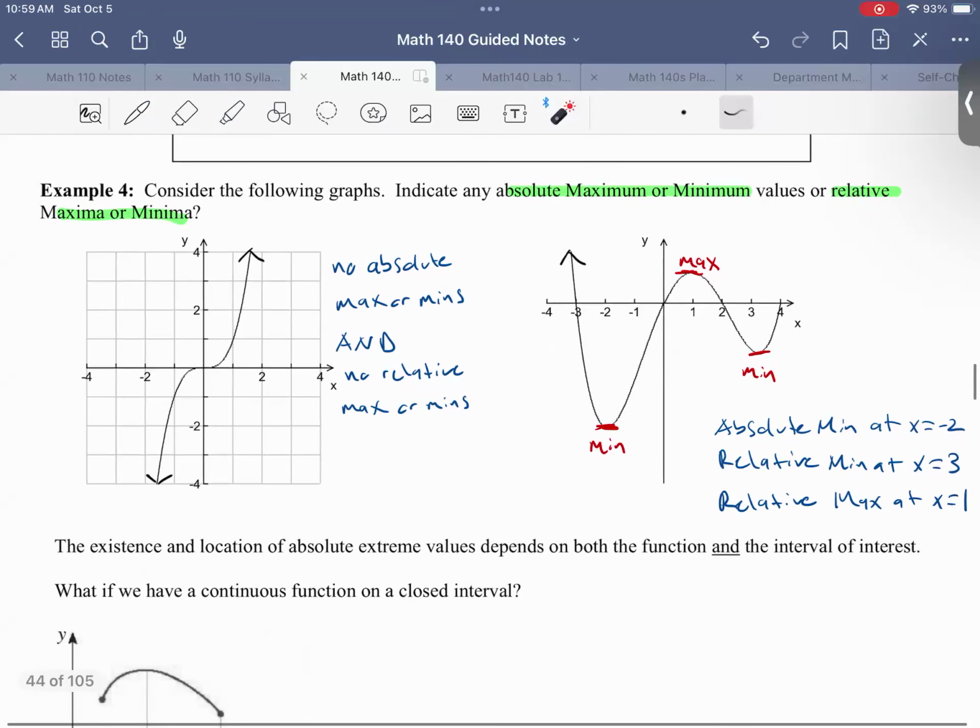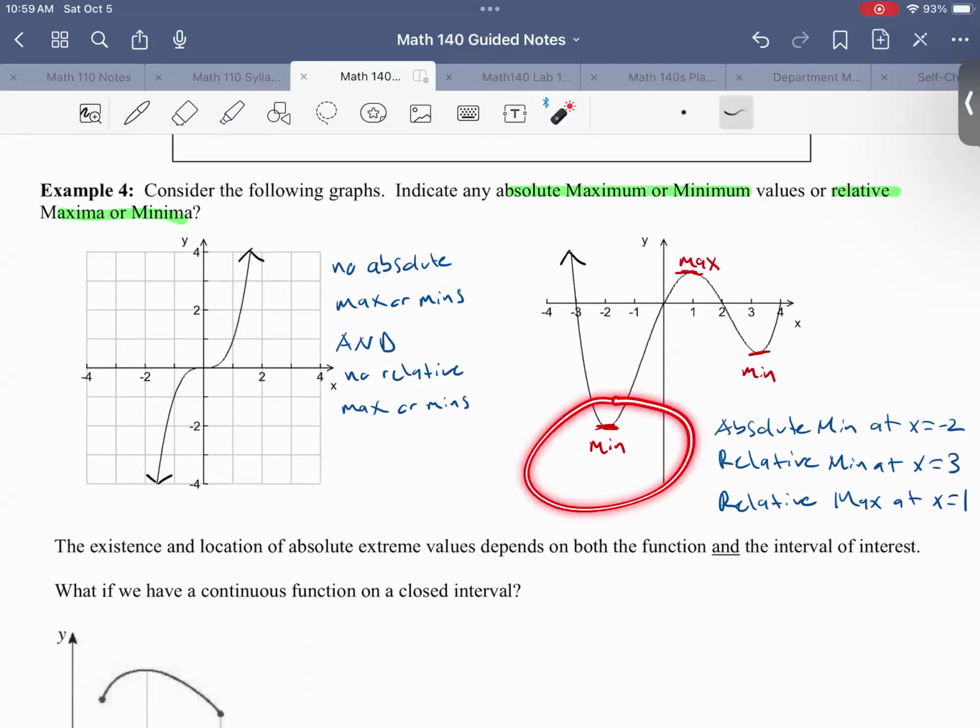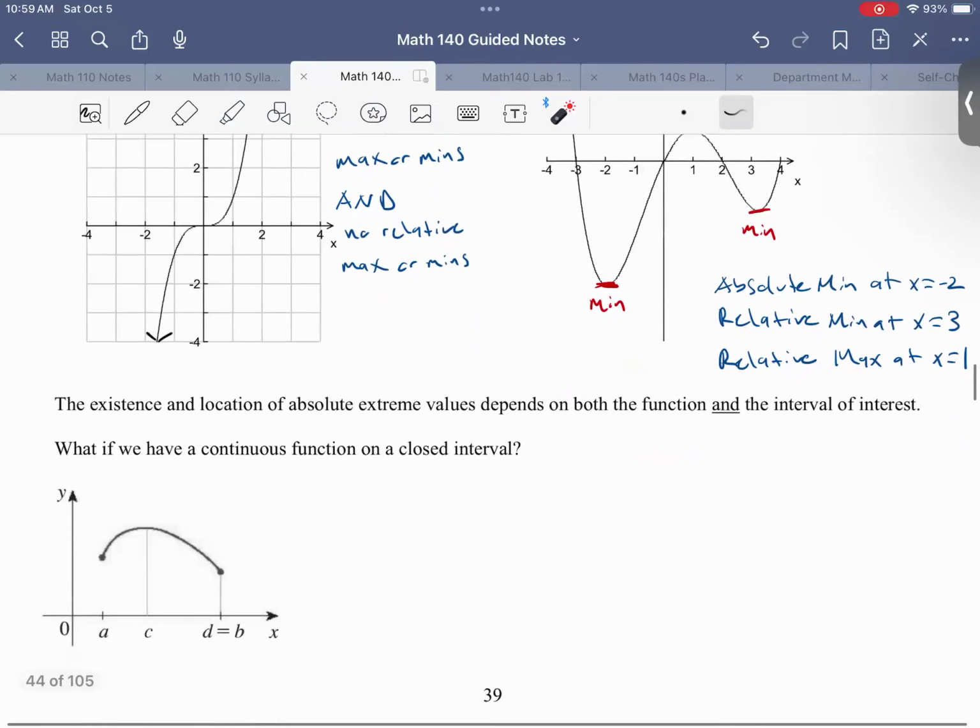Okay, so that is how you discuss relative and absolute max. Absolute is just greater than or smaller than the entire function. Relative is just relative to where it's at. So a little self-explanatory, absolute and relative. Okay, let's move on to the next one.